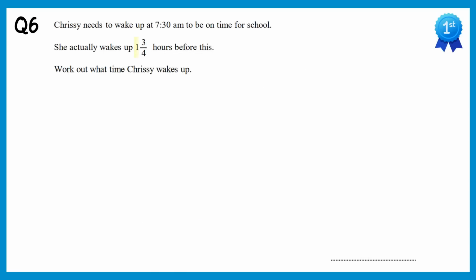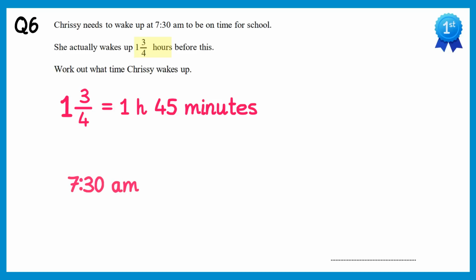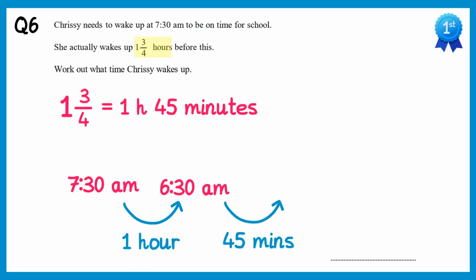In this question we have 1 3/4 hours. 3/4 of an hour is 45 minutes, so this is the same as 1 hour and 45 minutes. Chrissy needs to wake up by 7:30 AM, so she's going to wake up 1 hour and 45 minutes earlier than this. So if we go back 1 hour first of all, that's 6:30 AM. And then if we go back 45 minutes, that would be 5:45 AM. So Chrissy wakes up at 5:45 AM.